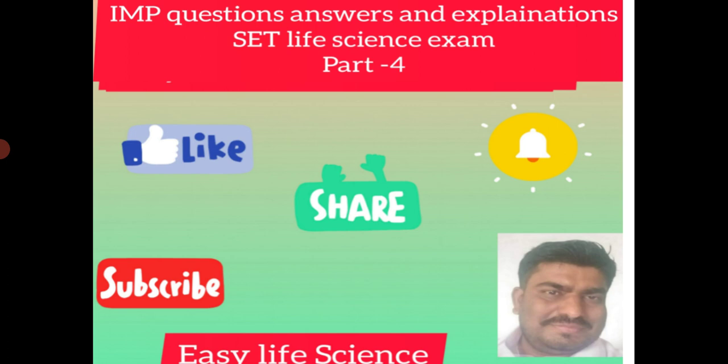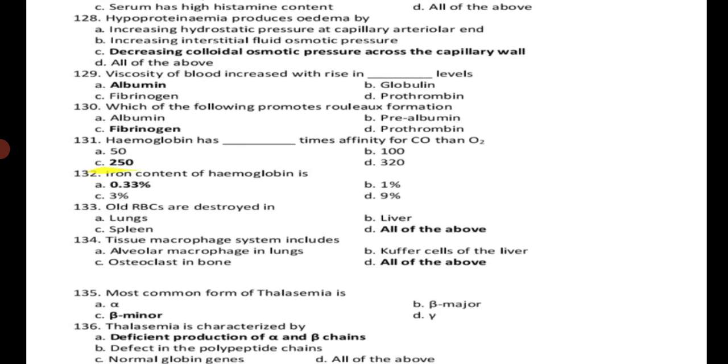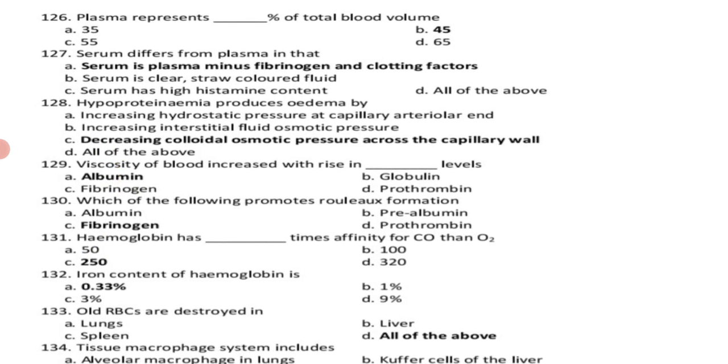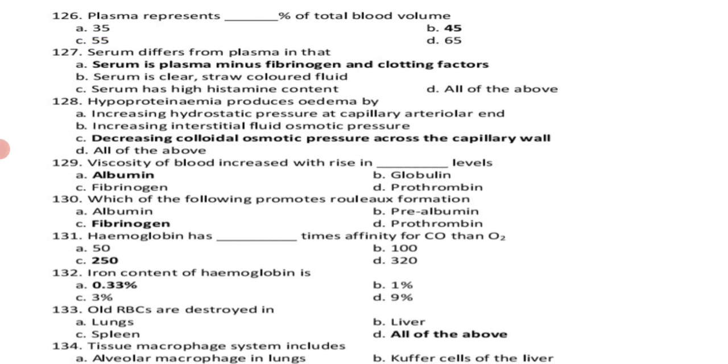So let's start. Here I am starting from question number 126. Question number 126 is: plasma represents dash percent of the total blood volume. The answer is option C, that is 55. Plasma represents 55% of the total blood volume.